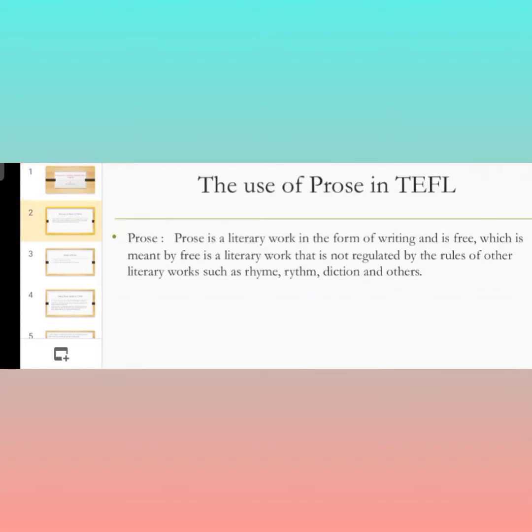Okay, the use of prose in teaching English as a foreign language. The definition of prose: prose is a literary work in the form of writing and is free. What is meant by free is a literary work that is not regulated by the rules of other literary works, such as rhyme, diction, intonation, and others.